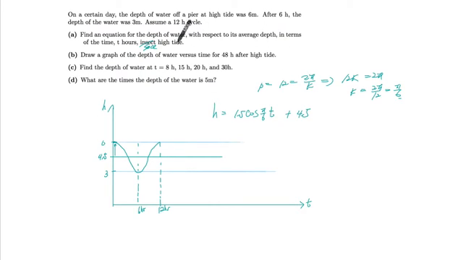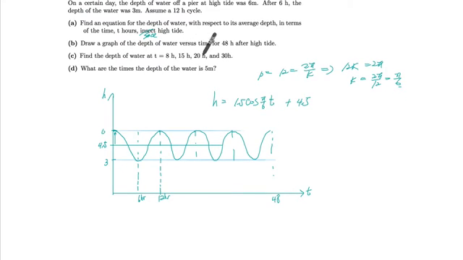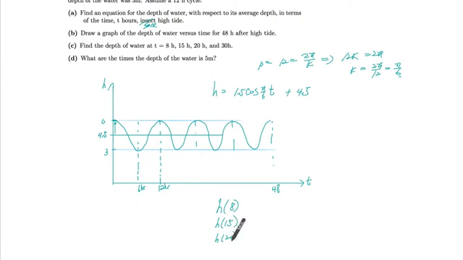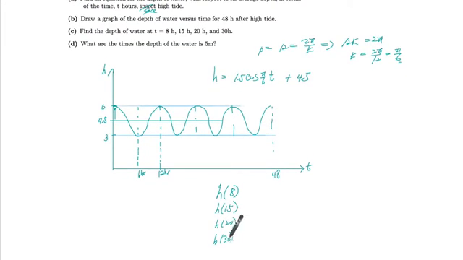Okay, and draw this graph for 48 hours. So that means we have to do second, third, that's 36 hours, and that's 48 hours. Okay, and then find the depth of the water at 8, 15, and 20. All we have to do is just replace t with 8, 15, 20, and 30.